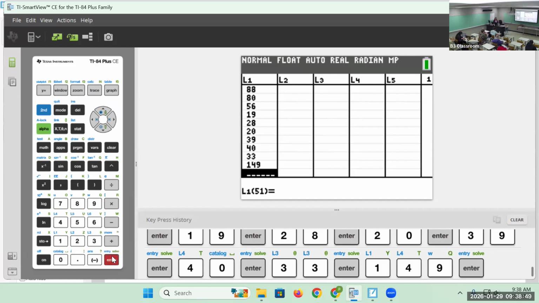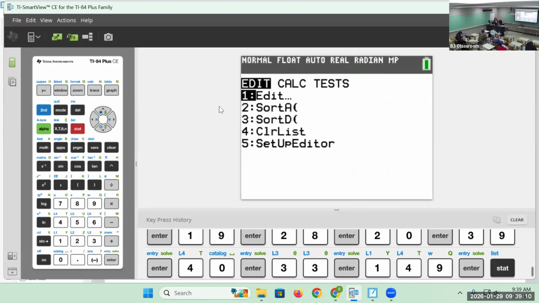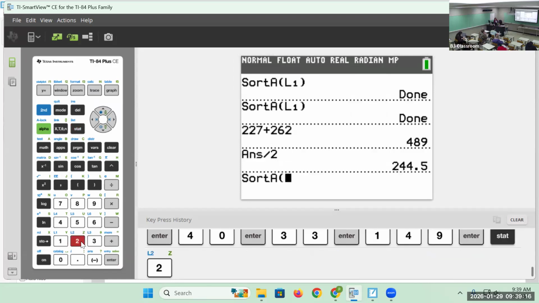So what I want to do is order them from the smallest to the largest. That becomes helpful when you're constructing your frequency distributions and histograms. It becomes really helpful when you're doing the stem leaf plot. So now you go back to stat and you sort, and I'm going from the smallest to the largest, so that should be number 2, sort A.